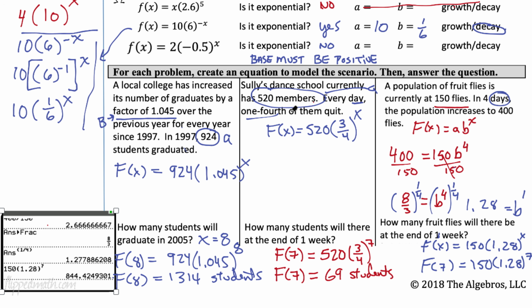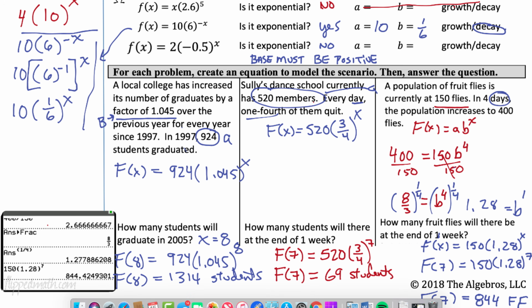Let's work that out. So when I plug it into the calculator, you can see how I did that over here. I get f of 7. I am running out of room here, aren't I? F of 7 equals about 844 fruit flies. Wow. Those fruit flies, they're crazy around here. All right, next question.